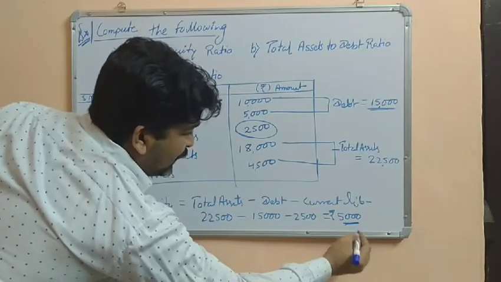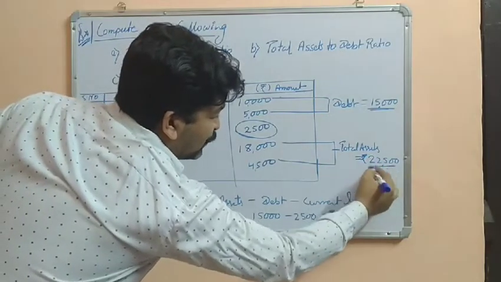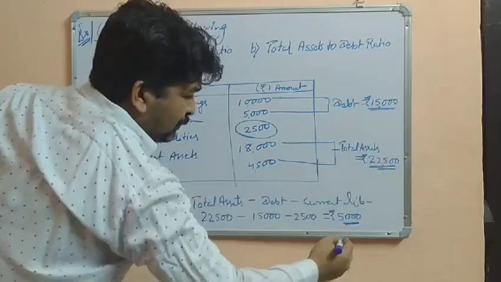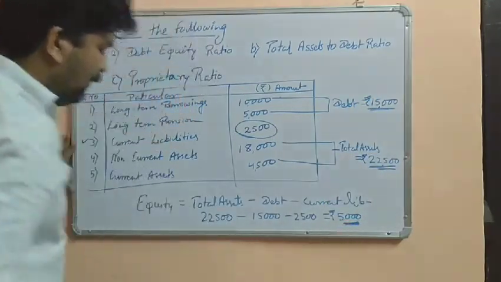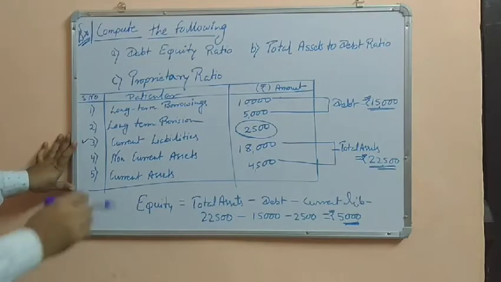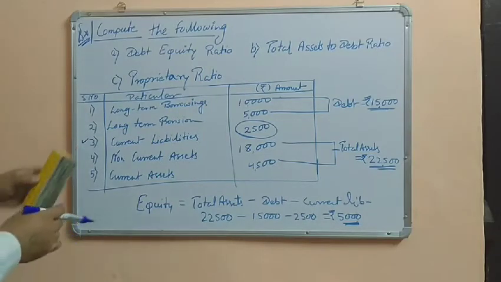Now all these three things are in front of you. The value of total assets is 22,500. The value of debt is 15,000. And the value of equity is 5,000. These three things are the only ones required in these three formulas. So let us count this. We will find out this. Okay.